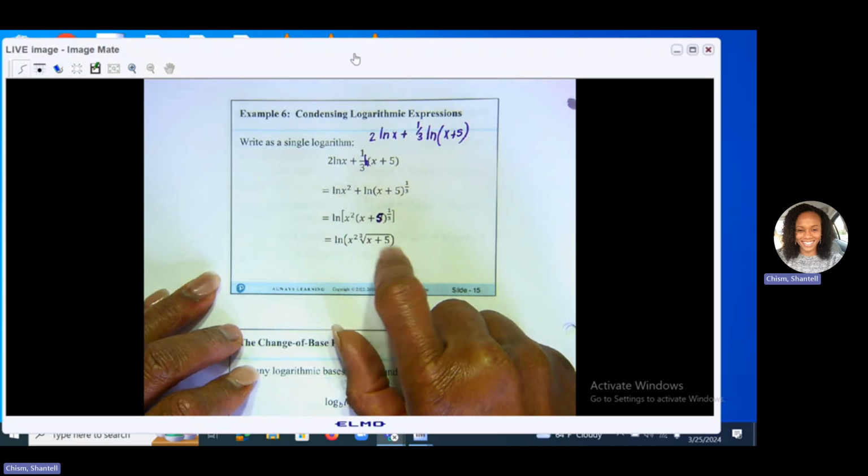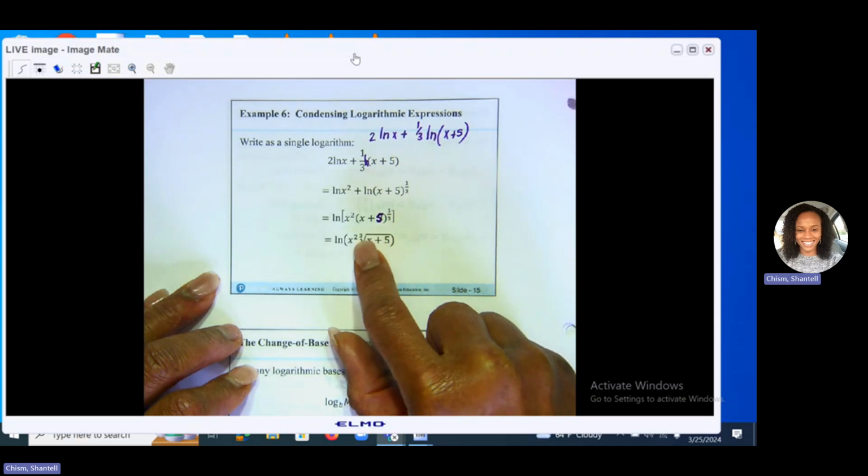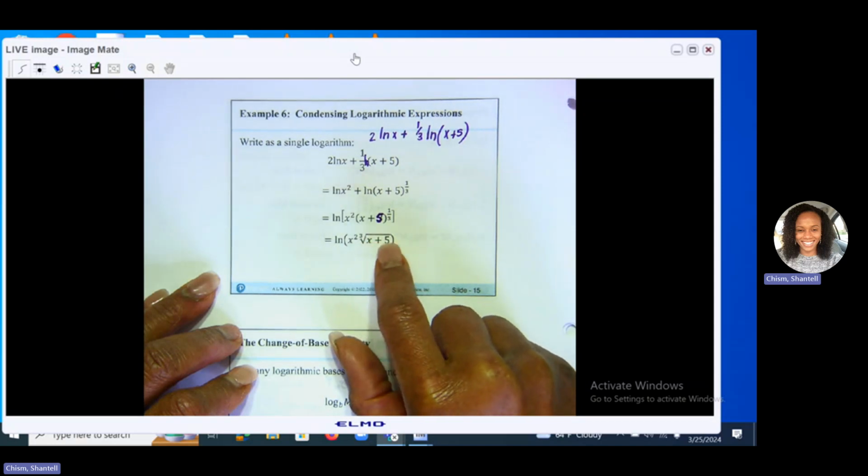The last thing we can do, although this would be fine too, is, instead of keeping that rational exponent of 1/3, write that as a cube root. So this becomes the ln of x squared times the cube root of x plus 5, condensing it down.